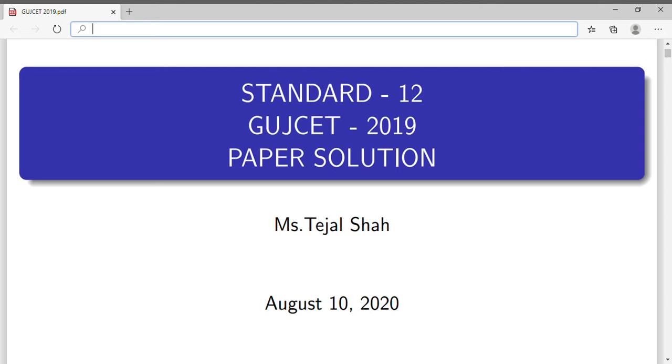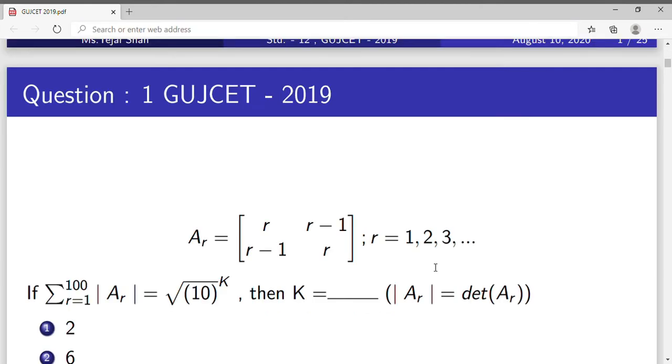In this lecture, we will discuss questions of matrices and determinants from previous year papers. Here I will try to explain thoroughly so that you can solve the questions quickly and smartly. So now let's start with the paper solution of 2019. Question number 1, GUJCET 2019.